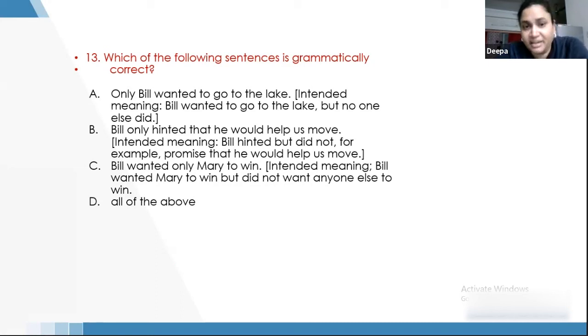Bill wanted only Mary to win. Bill only wanted Mary to win makes sense. So therefore, all of the above are grammatically incorrect. I'm sorry, it's not all of the above. None of the above are correct. They are grammatically correct. We could be making better sentences.